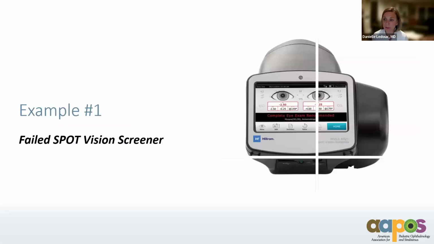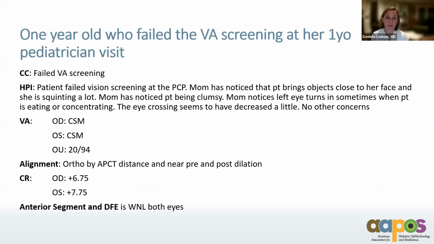All right, so starting with the first example. So this is a failed SPOT vision screener. You have a 1-year-old whose family had some concerns, and so they were screened using the SPOT at their pediatrician's office. Mom had been noticing that she seemed to bring objects close to her face and was squinting, and thought she was a little clumsier than her other kids.